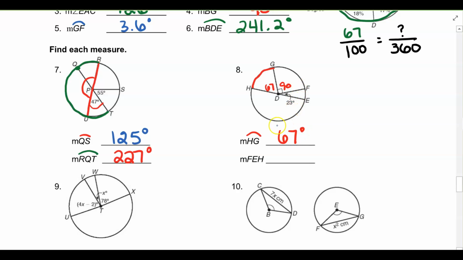Now arc FEH connects F to H by going through E. From here to here is already 180, plus another 23 gives me a total of 203 degrees. Okay, I'll continue on the next video.